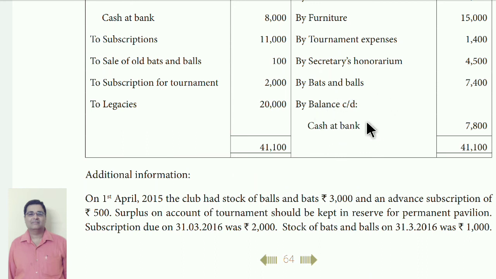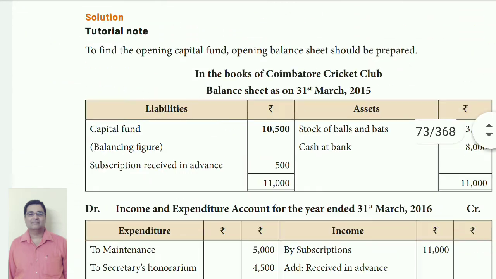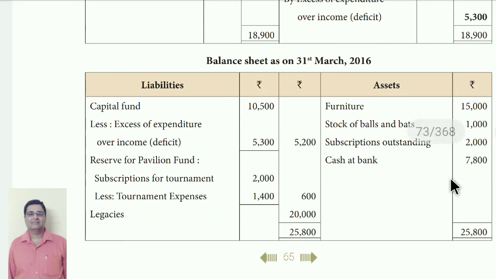See the next one. Next one is what? Bat and ball. Already we have written in the expenditure side. This came in the adjustment. This 7,400 plus this 3,000 opening stock minus this closing 1,000 rupees. Already we did in the expenditure column. Last one, cash at bank closing 7,800. This 7,800 we have to write in the asset side of the closing balance sheet. See the balance sheet, cash at bank 7,800. Now we have done all the posting.